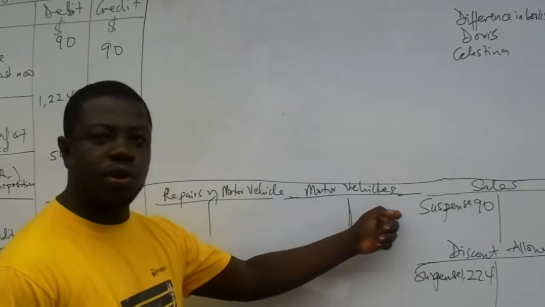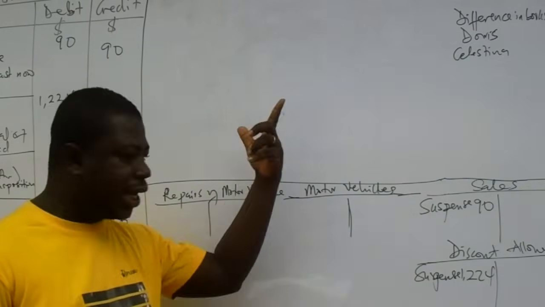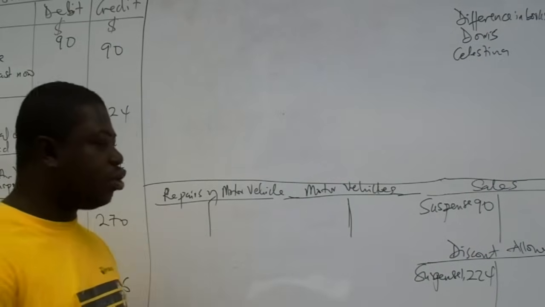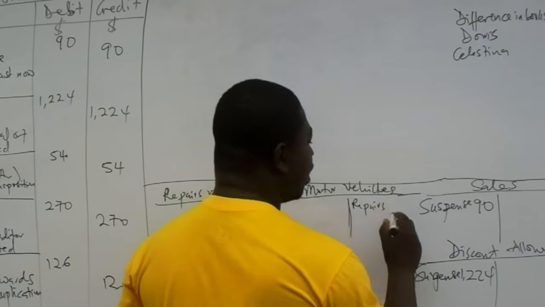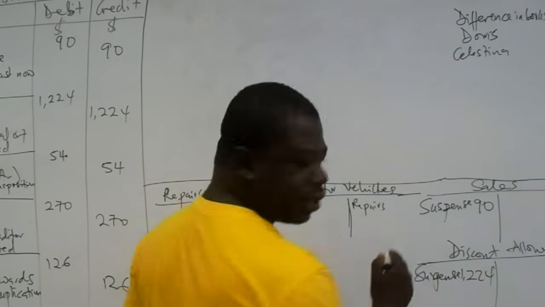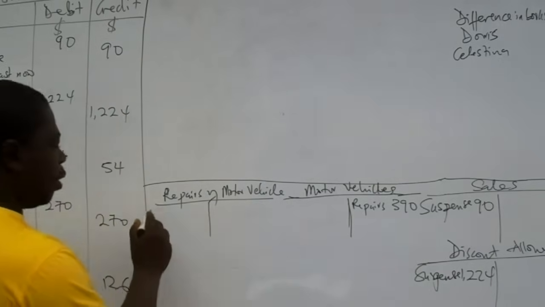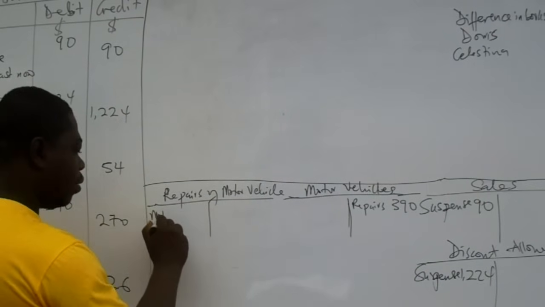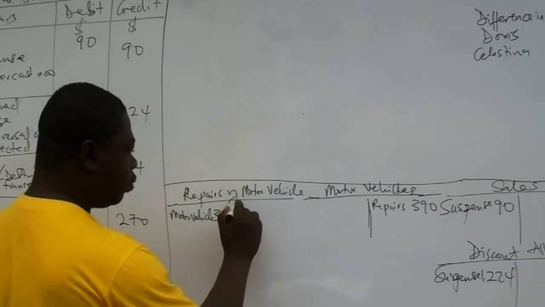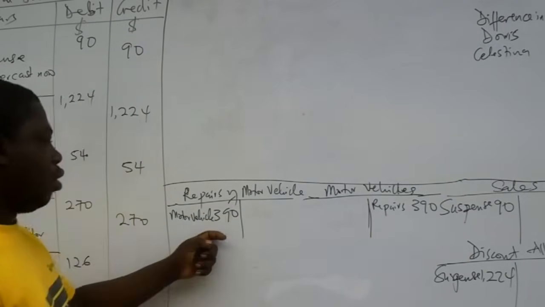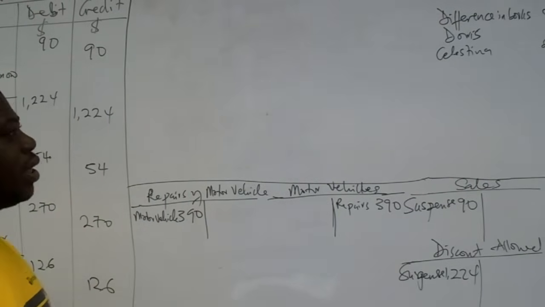So when we are crediting motor vehicles, in effect, what we are doing is canceling off what is already there. Then we transfer it to where it actually should belong. And so we credit it in the name of repairs because it's a transfer. Repairs of motor vehicle, and the amount involved is $390. Then when we come to the debit of repairs, we will say motor vehicle, $390. Okay, so what we have done is we have transferred what belongs to repairs back to itself.